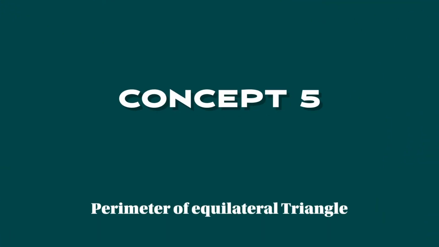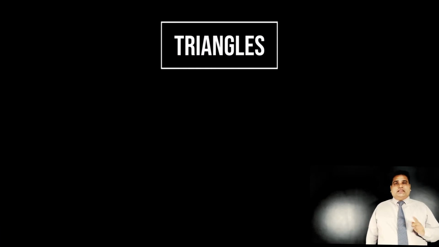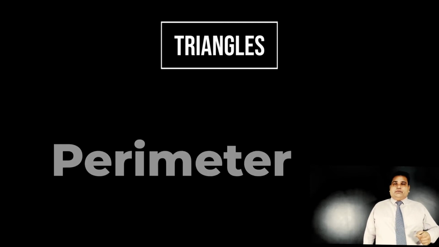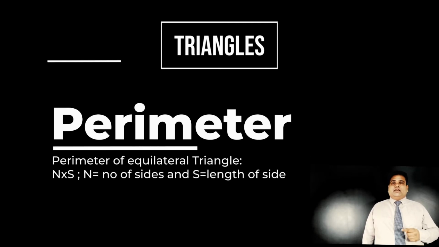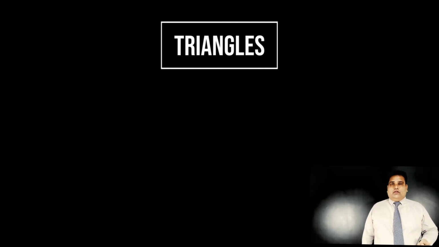Concept number 5: perimeter of an equilateral triangle. The perimeter of an equilateral triangle is n into s, where n is the number of sides and s is the length of the side. Whatever side is given, we can multiply by the number of sides, so we can easily find the perimeter of an equilateral triangle. Again, this concept is applicable for all regular polygons, whether a square, regular pentagon, hexagon or heptagon.